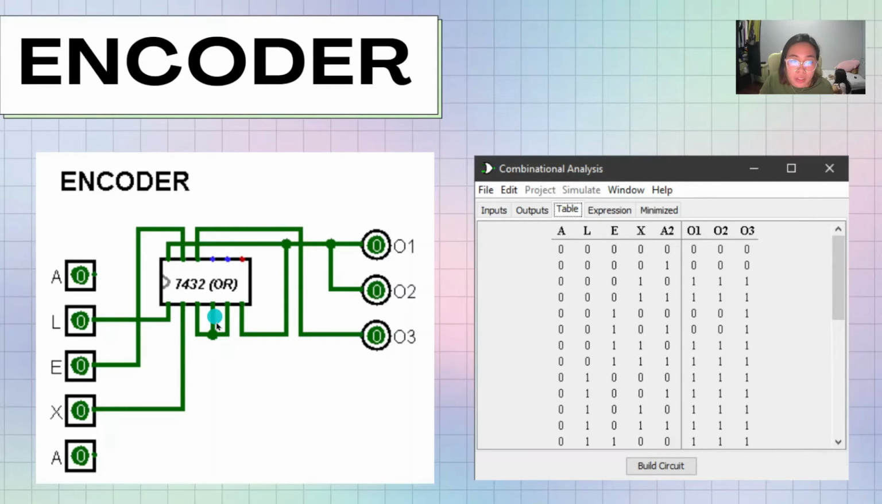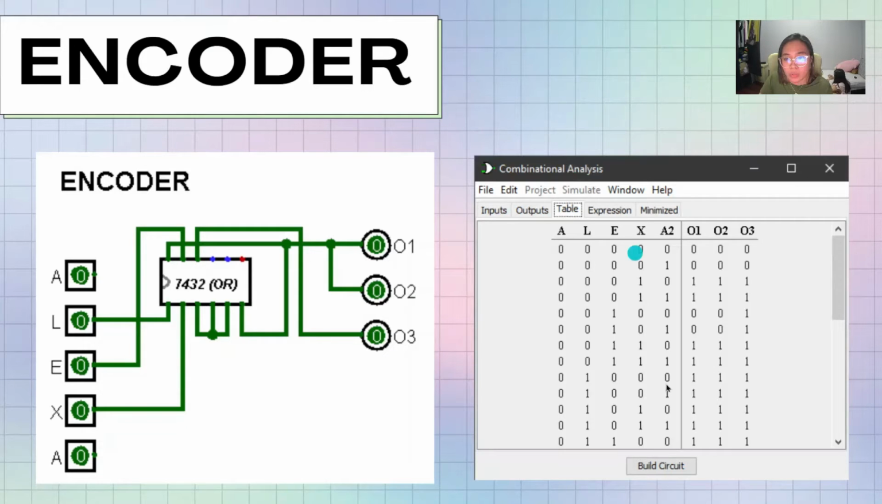And then I also connected the output 1 to the first input, and since O1 and O2 are equal, I just put a wiring here. And lastly, for the O3, I put it here and then output.